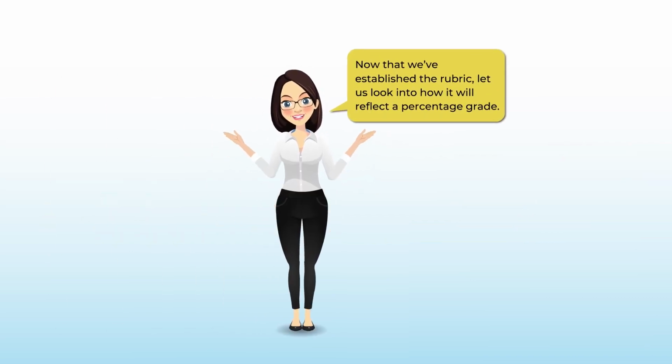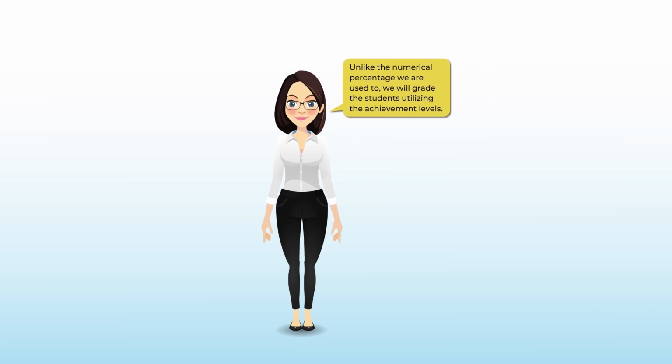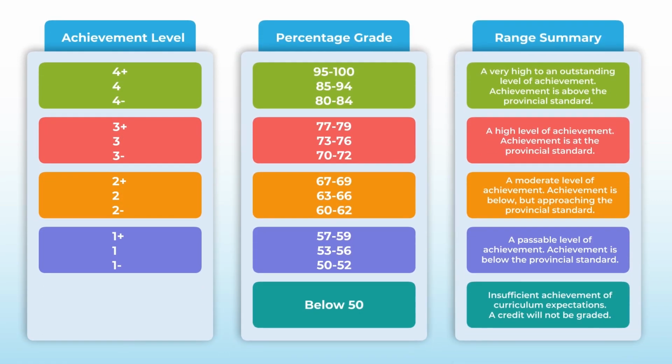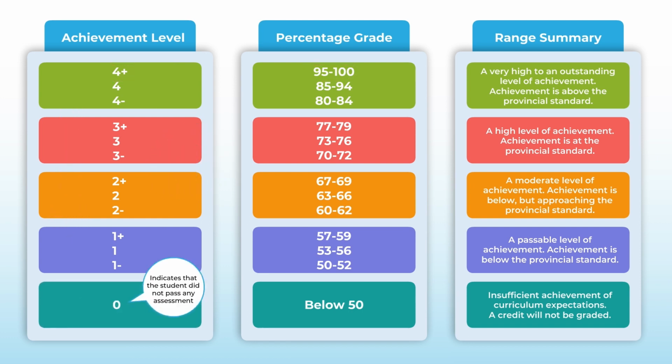Now that we've established the rubric, let us look into how it will reflect a percentage grade. Unlike the numerical percentage we are used to, we will grade the students utilizing the achievement levels. In the visual given, you can see that the highest mark we can give to a student per category in the KTCA rubric is 4+, which indicates a 95 to 100% percentage grade. As it goes below 4+, you will see that the percentage grade also decreases. The lowest possible mark is 0, which indicates that the student did not pass any assessment.